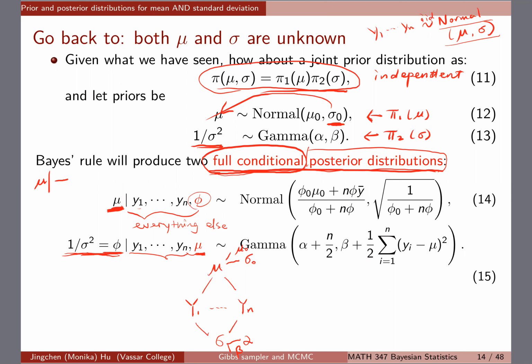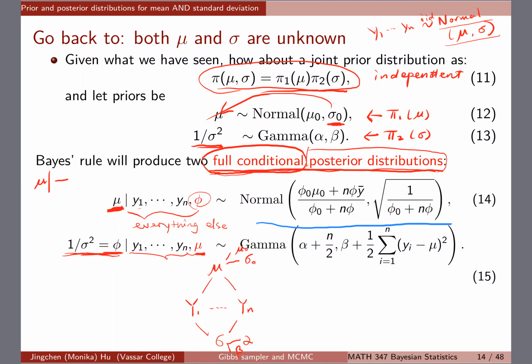Without derivation, can we convince ourselves that equation 14 will just be the actual full conditional posterior distribution? It looks exactly as before. Does that make sense to you? Why?